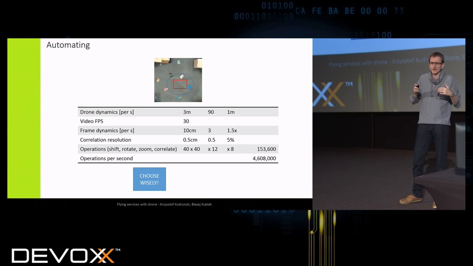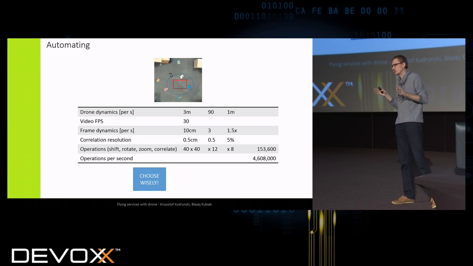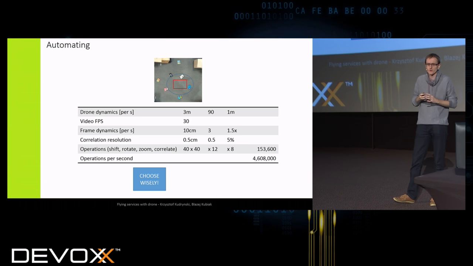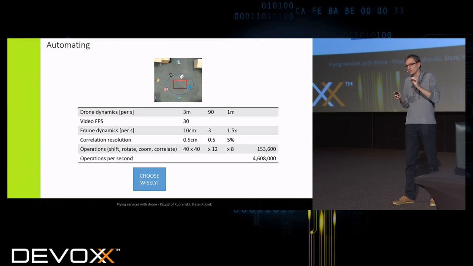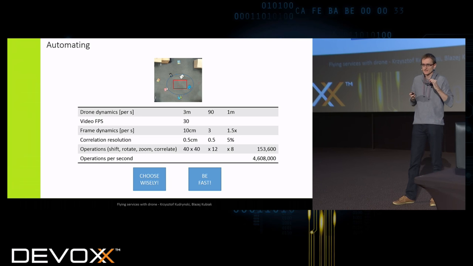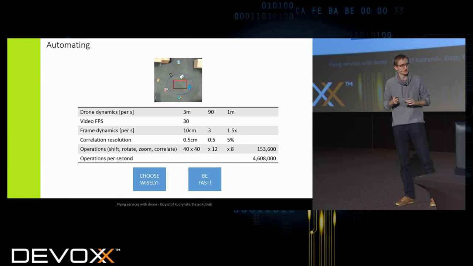Of course, you can go down with this number quite easily with simple tricks, but if you really want the real-time operation, you need to choose wisely these places where you want to correlate, and even then, you need to correlate fast. How to be wise, I will tell you later. Now, Blazej will tell you how to be fast.